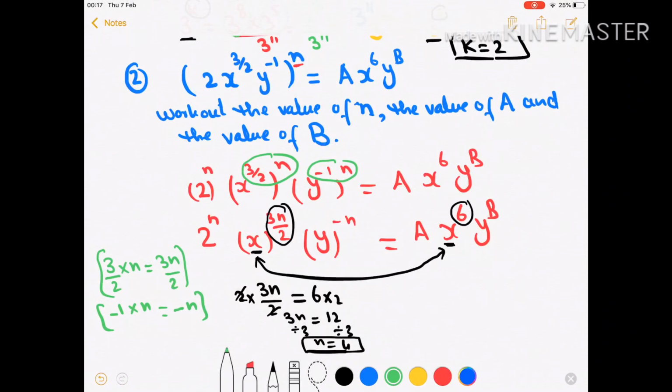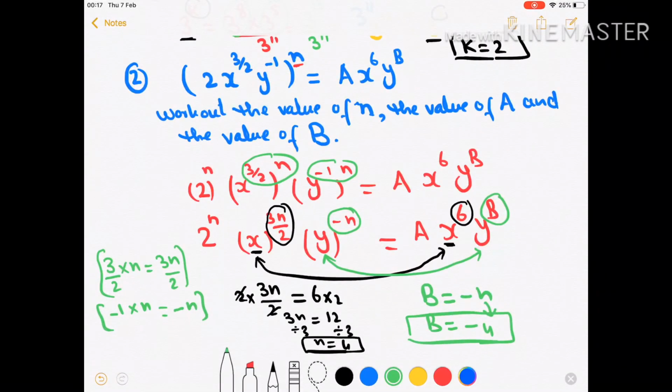Now we want to find the other two things. See the y. Similarly, y is equal to y. So when the bases are the same, then the powers are equal. So b equals minus n. N we already found is 4, so b equals minus 4. Put the value of n, 4, and b equals minus 4.